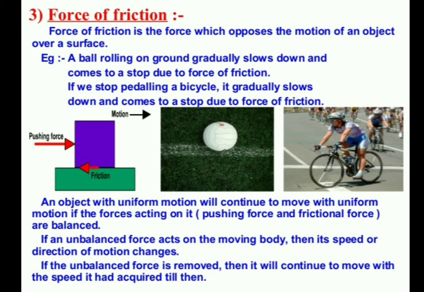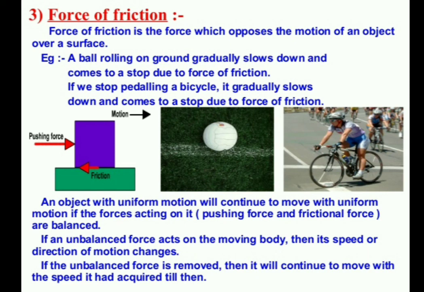Okay, fine. If an unbalanced force acts on a moving body, then its speed or direction of motion changes. See, when the frictional force is more than the pushing force, there is an imbalance, an inequality between the pushing force and the frictional force. So which type of force takes place here? Unbalanced force. I think you are understanding very easily, my dears.